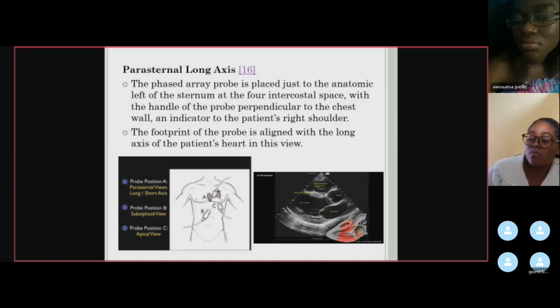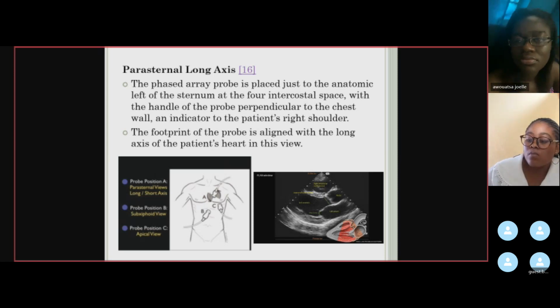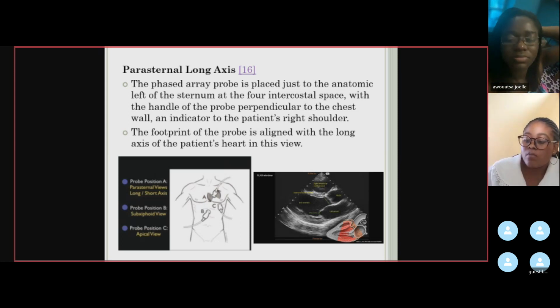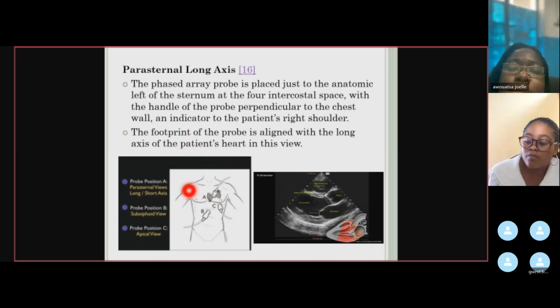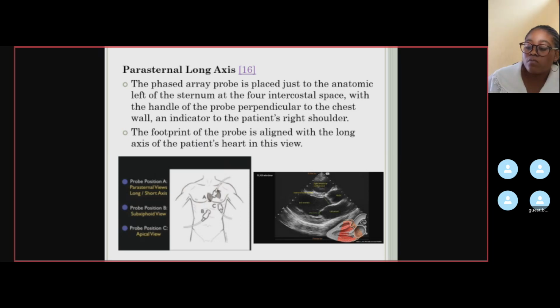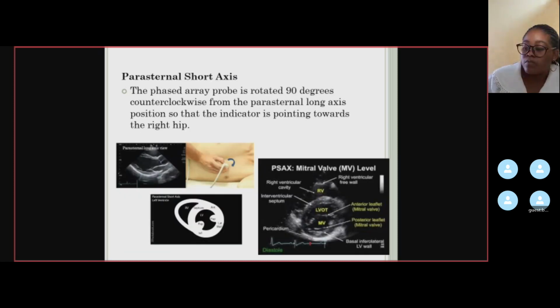So the placement, your sternum is here, so we have to place it here and then direct it. In the long axis, it will be directed to the patient's right shoulder. The marker should be directed to the patient's right shoulder, and the footprint of the probe is aligned with the long axis of the patient's heart. So we will get to see the left atrium, the aorta, and the left ventricle. This is the same view, but we rotate the transducer 90 degrees counterclockwise. So we get the parasternal short axis view.